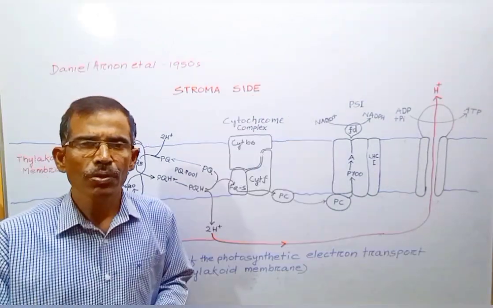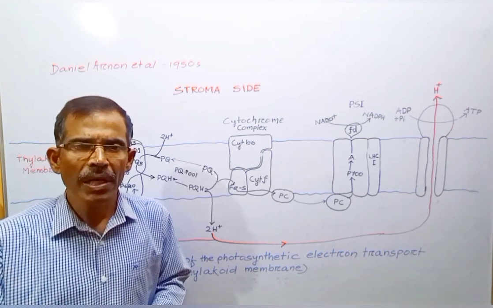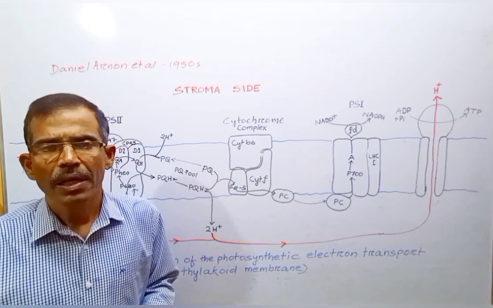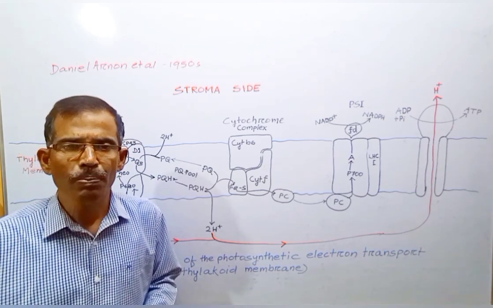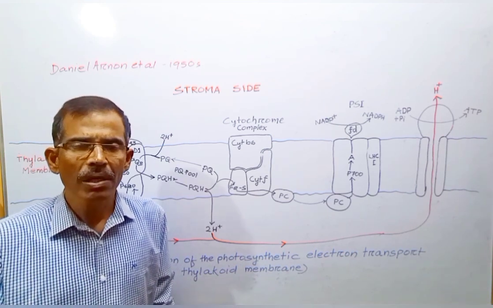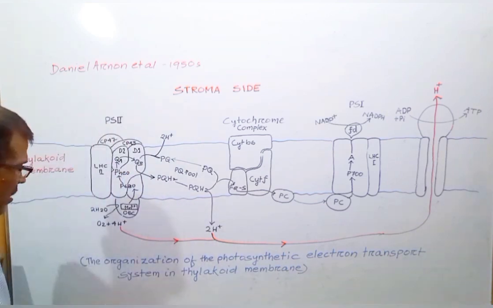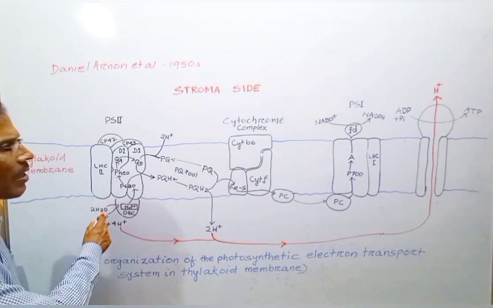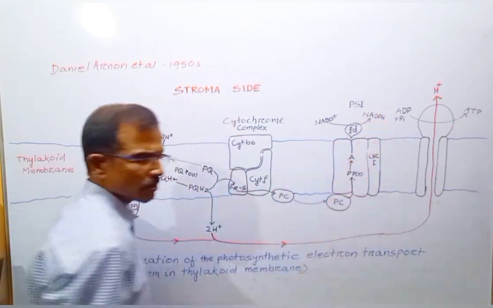In addition to using ATP along with NADPH for reduction of carbon dioxide, a continuous source of ATP is required to support other metabolic activities in chloroplast. In chloroplast, electrons are continuously supplied from water and are withdrawn as NADPH.